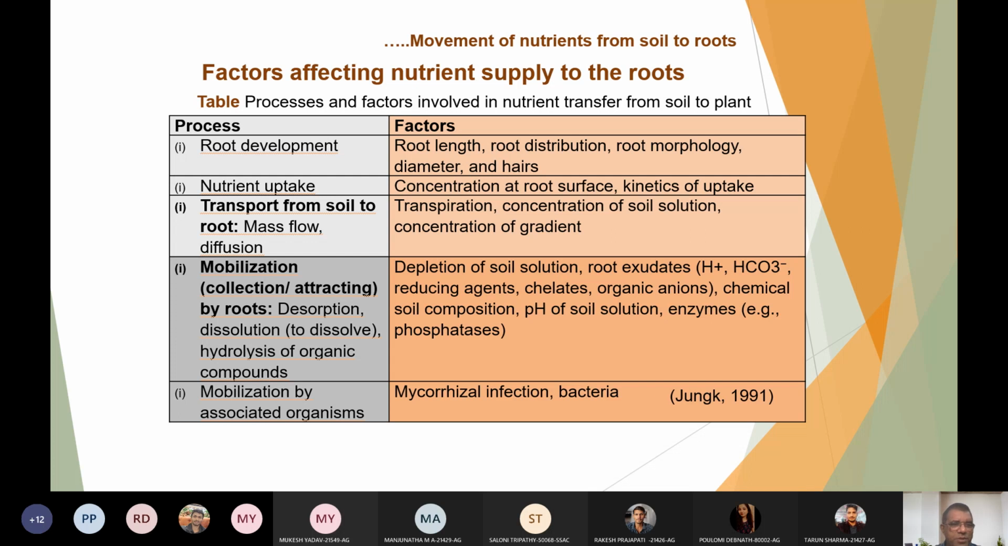Transport from soil to root is by mass flow or diffusion. So they are affected by transpiration, concentration of soil solution, and concentration gradient. Next is mobilization. Mobilization is collection of ions or molecules by the roots. So roots are doing something to get the nutrients on its surface. Roots are doing mobilization of nutrients, collecting them or attracting them.